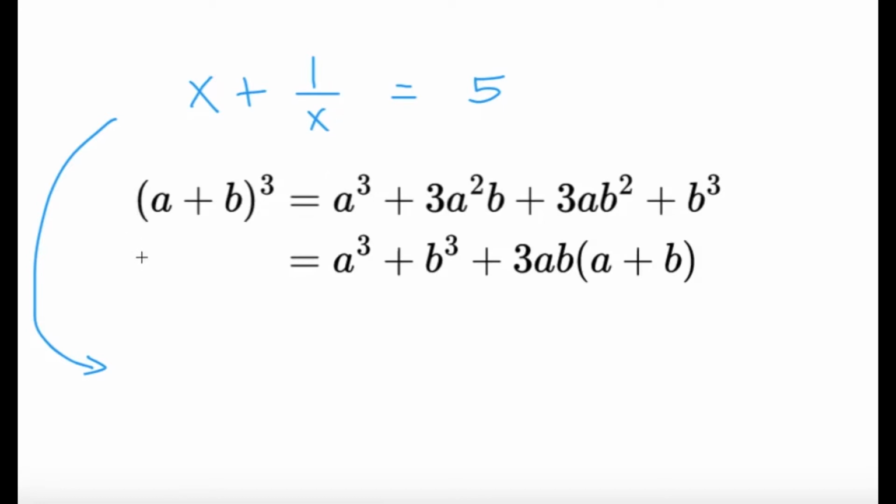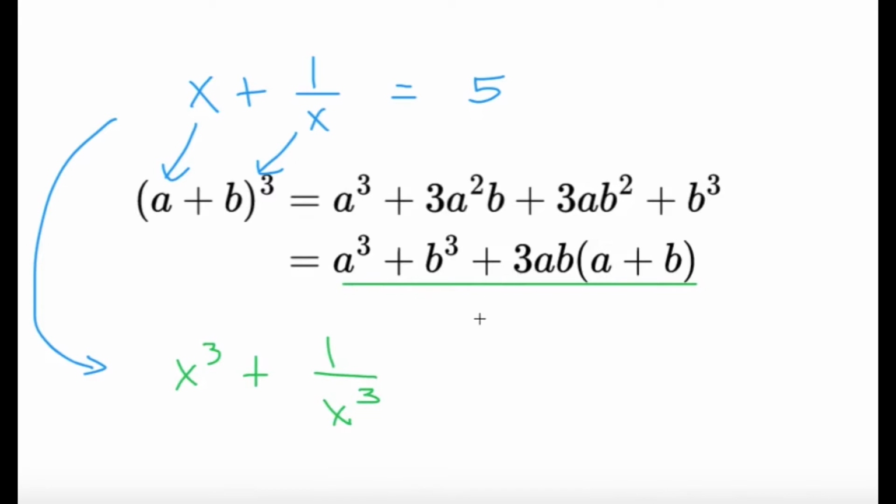I'm just going to follow this formula. A plus b quantity cubed is going to be this one, but we're going to use the one below, for reasons you're going to see later. So let's say the x here is the a and the 1 over x here is the b. So a cubed is x cubed, and b cubed is 1 over x cubed. Now, plus the 3ab times a plus b. So 3ab is 3 times x times 1 over x, and then a plus b. Now a plus b is x plus 1 over x, but that's simply equal to 5. So we can just have 5 over here.